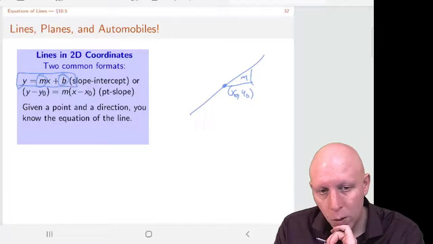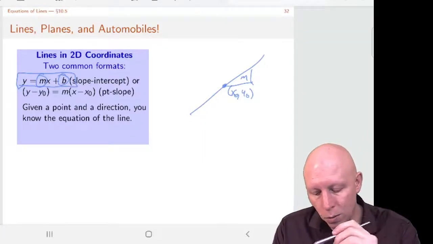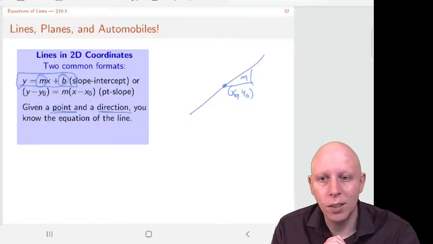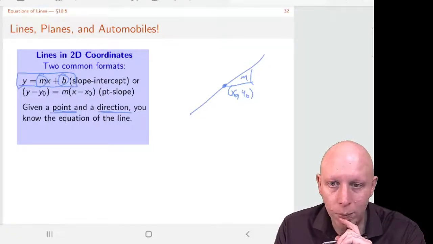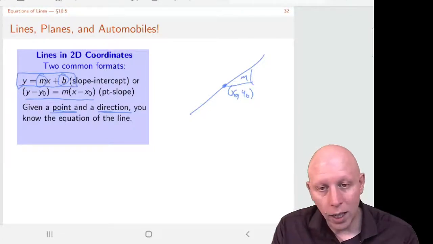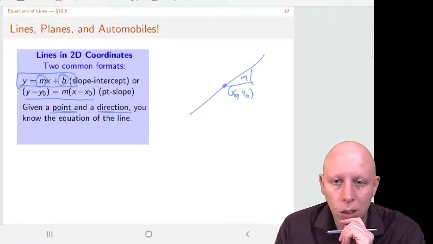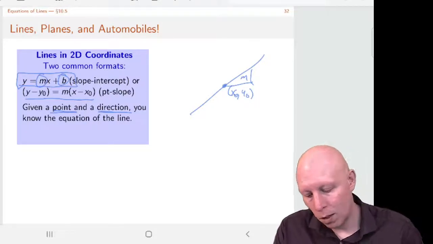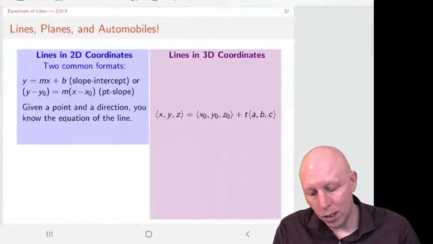So the key point there is, if you have a point and a direction, you know the equation of the line. And again, this is y as a function of x. So now we're going to take this into vector land. So what does it mean to go into vector land?